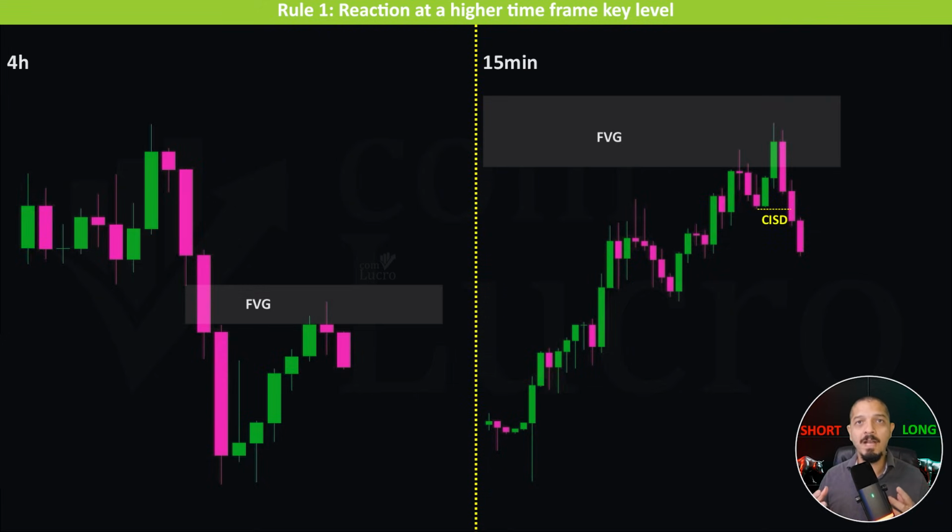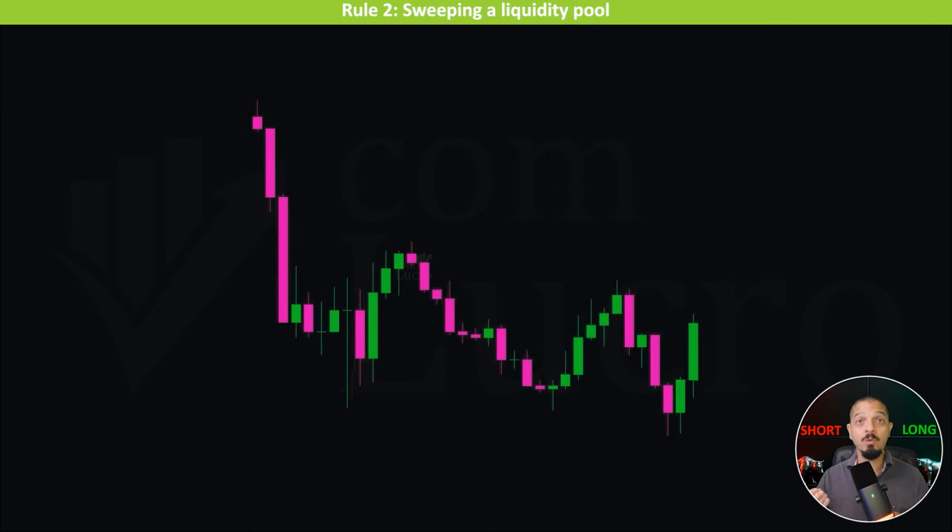Rule number 1. Reaction at a higher time frame key level. As discussed earlier, CISD represents a shift in price delivery, and it becomes significantly more relevant when it occurs after price interacts with a higher time frame key zone. Key levels on higher time frames, such as the 4-hour, daily, or weekly, carry greater influence over price behavior. When price reaches these zones and a CISD forms, it suggests that delivery is shifting at an important area, increasing the probability of a meaningful move. Without higher time frame context, a CISD may still appear, but it's more likely to represent a short-lived fluctuation rather than a sustained transition.